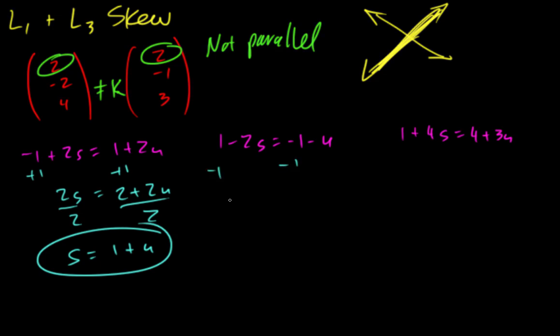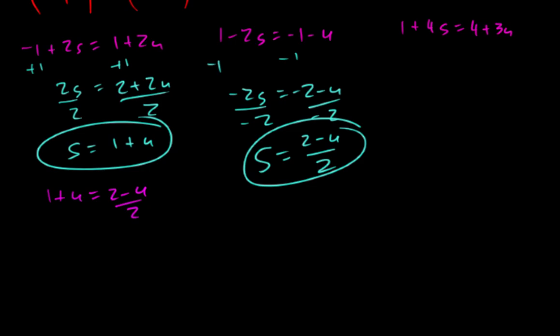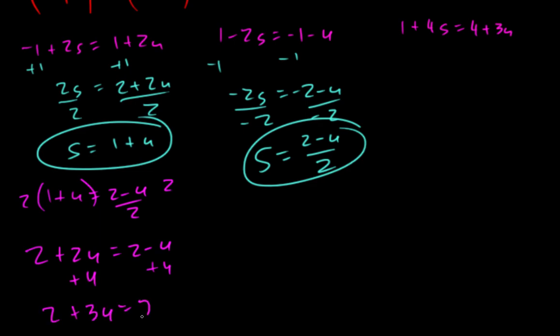Do the same thing here. Now if I distribute the negative, it gives me 2 minus u over 2. Set these equal to each other. 1 plus u equals 2 minus u over 2. Multiply both sides by 2. 2 plus 2u equals 2 minus u. Add u to both sides. 2 plus 3u equals 2. Subtract 2. 3u equals 0, which means u equals 0.